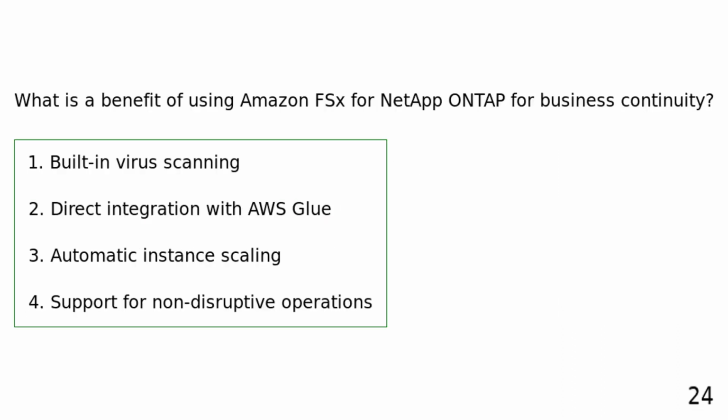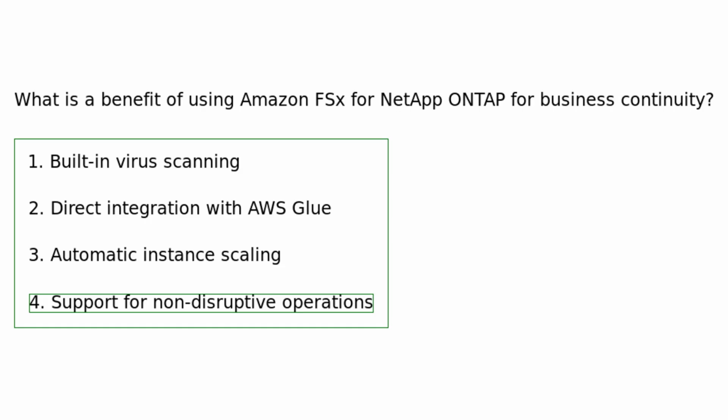What is a benefit of using Amazon FSx for NetApp ONTAP for business continuity? Built-in virus scanning. Direct integration with AWS Glue. Automatic instance scaling. Support for non-disruptive operations. Amazon FSx for NetApp ONTAP supports non-disruptive operations, aiding in business continuity.